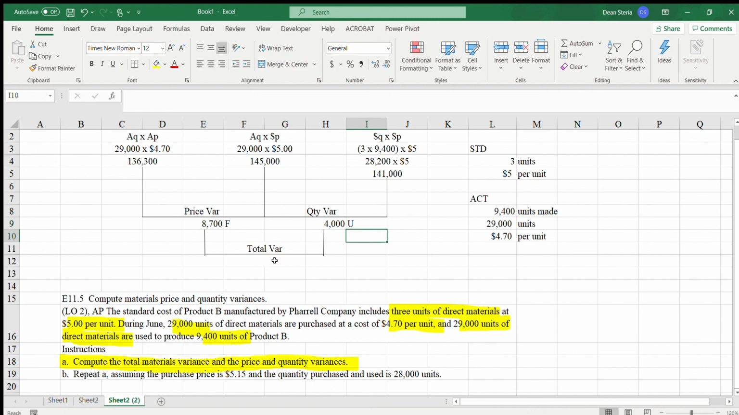Now when we're calculating the total variance and we have our price and quantity variances, the last example that we did, they were both the same, so we could just add them together. But here, they're different. We've got one favorable, one unfavorable. So what you're going to do is take the larger of the two, the 8,700, and subtract the smaller of 4,000. So that's going to give us 4,700. And whatever the largest is, that's what it's going to be, because that's what's left. So that's going to be favorable. Or again, you can just look out here. We got the 136.3 and the 141. Okay, that's really your total variance.